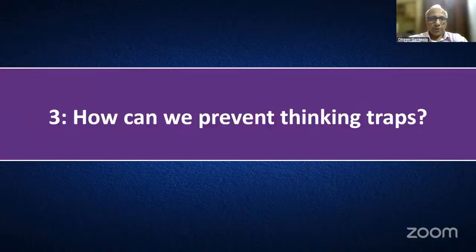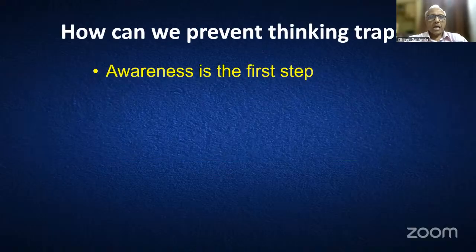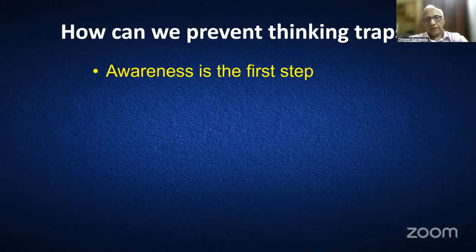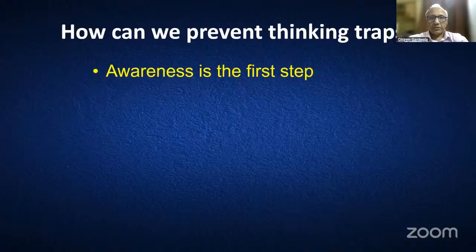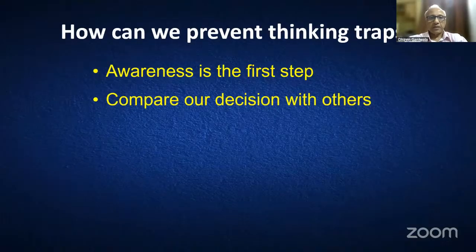Coming to the last point, how can we prevent these thinking traps? First of all, we need to be aware that such possibilities are there, such thinking traps are there. And today, my aim was to make you aware that such things are there. And whenever you make a decision, you need to think that I am not succumbing to this thinking error.